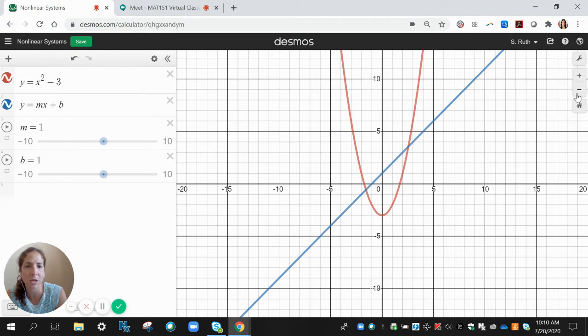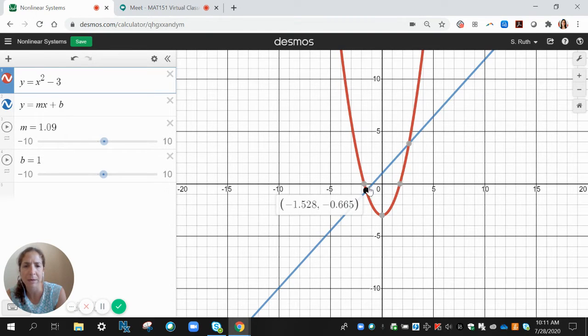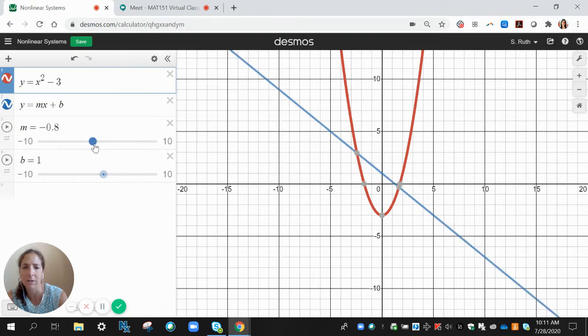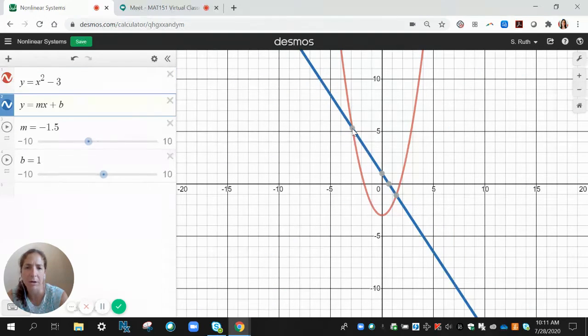Maybe a nice way to do this is to first let the slope change. So let's just watch the slope of the linear function change for a moment. As the slope changes, let me pause it at an instant here. Would you agree that there's still basically two places where we can see the linear function intersecting with the parabola? Even when the slope became negative, I'll slide it to the negative, we can still pick out two places where the linear function intersects with the parabola. So for sure, one option in solving this type of system would be to obtain two solutions.